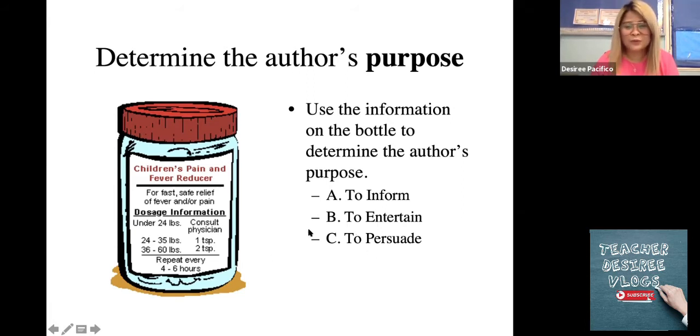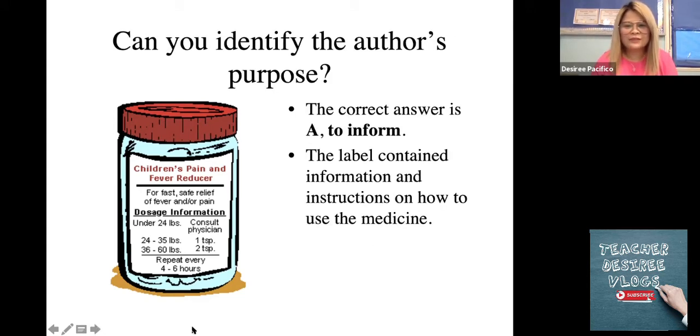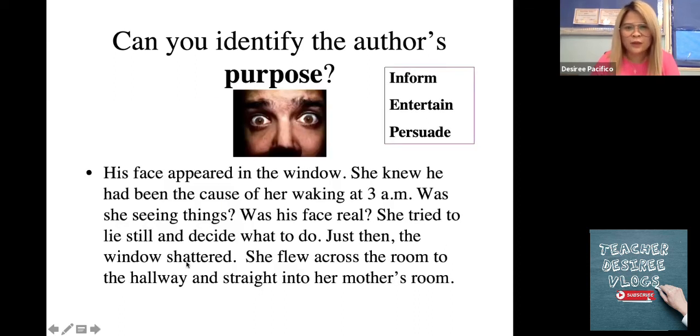Okay, I'm going to help you with this. This is to inform the readers. The writer of the label here tries to inform the parents or the adults who are going to use this medicine for their children. Okay, let's have another one. Can you identify? Oh, yes, I am correct. The answer is to inform because the label contains information and instructions on how to use the medicine.